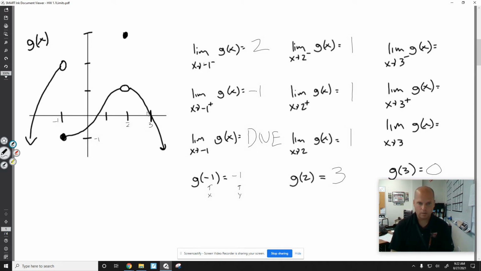3 is the easy one because there's nothing crazy going on. We have a point and we are approaching that point. So my function value, my point is 3, 0. I'm approaching that point 3, 0 from the left, from the right, and I have that function value. We would talk about next class how the function is continuous at 3.